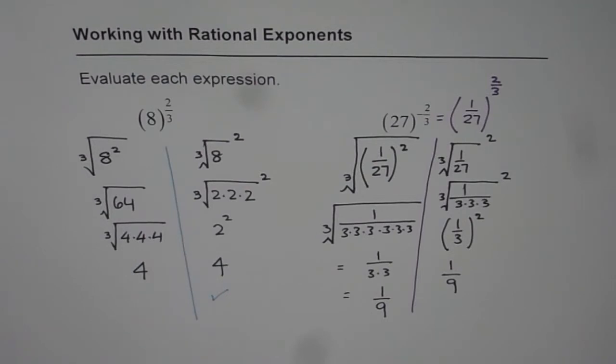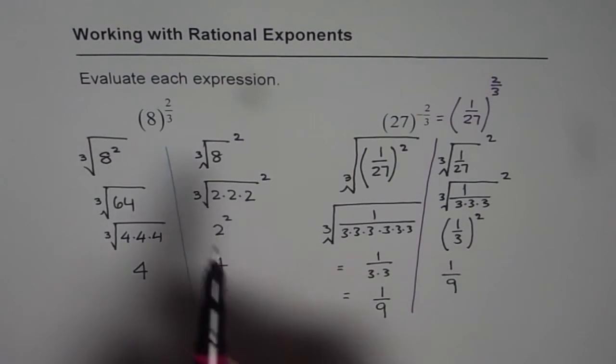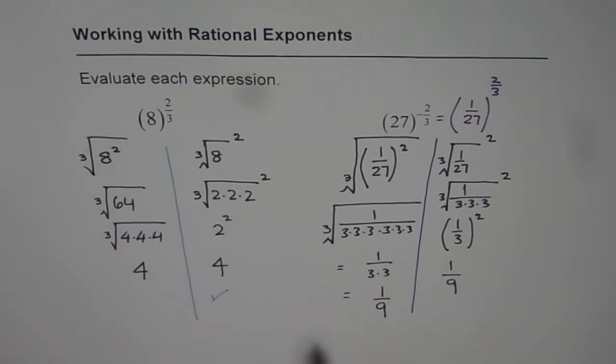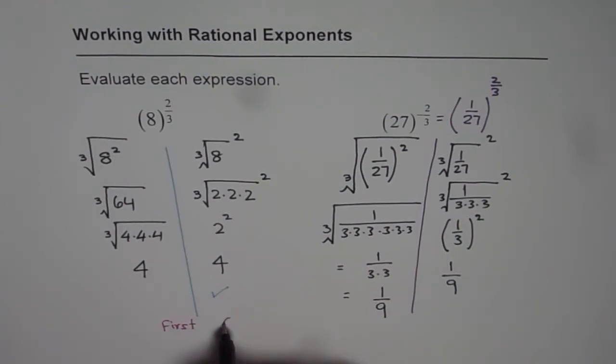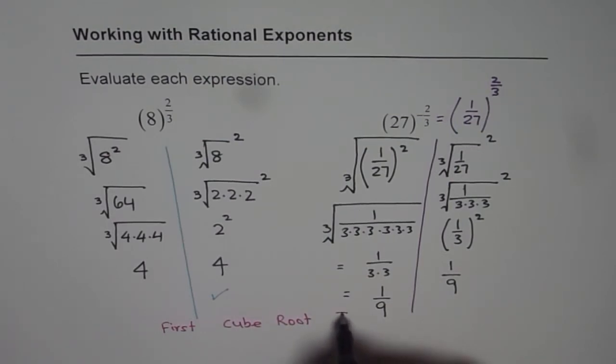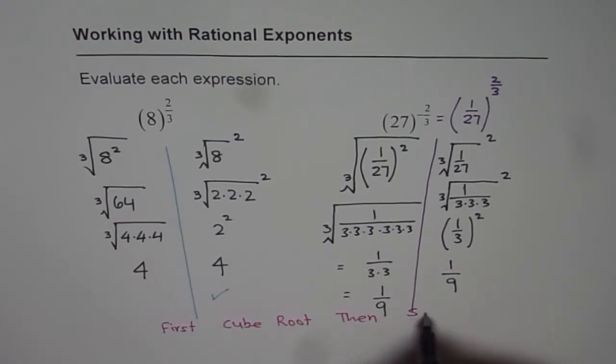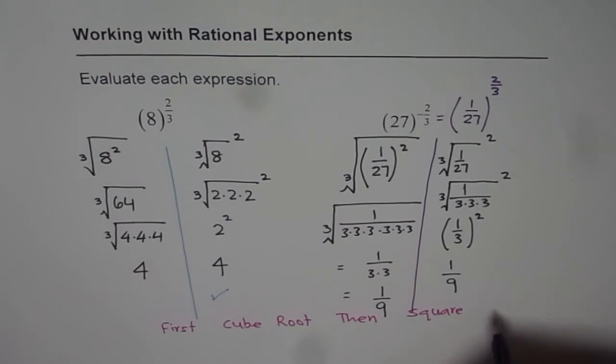Both ways we always get the same answer, but I prefer that you first do the cube root, then square. That is, I will say, better, since you are dealing with smaller numbers, as you have seen. But both methods are equally good, so you could adopt either method depending on the situation.